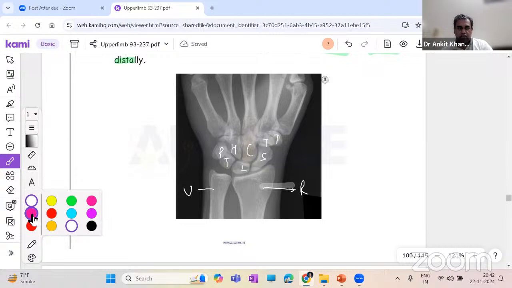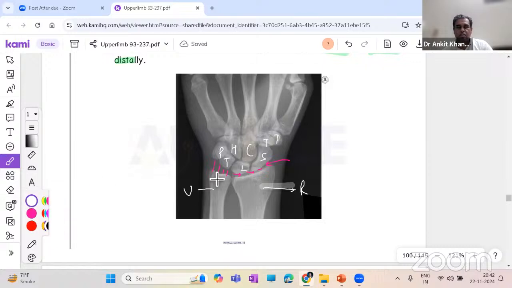Now, there's a difference. Let me try to show you. Look at the gap between the radius and the carpals. Can you see the gap? A very small one. And then look at the gap between the ulna and the carpals. What is the problem over here?